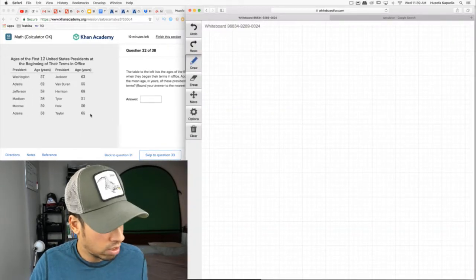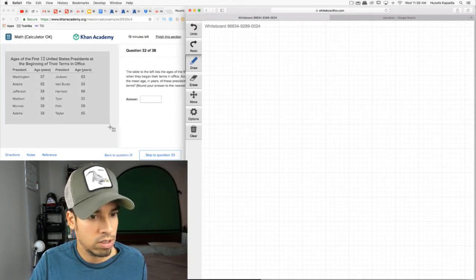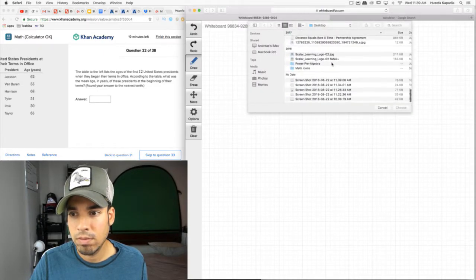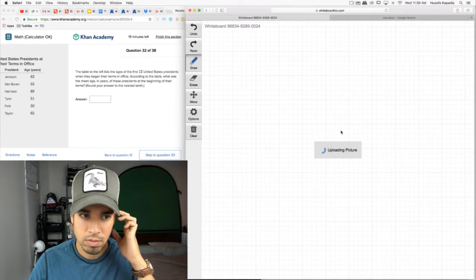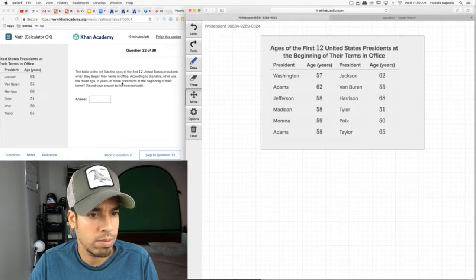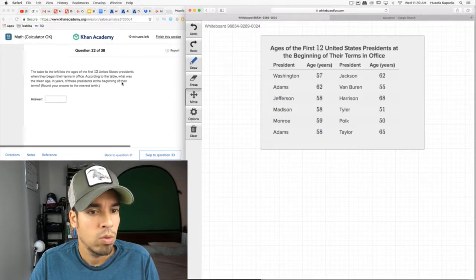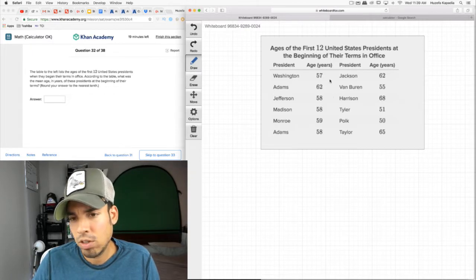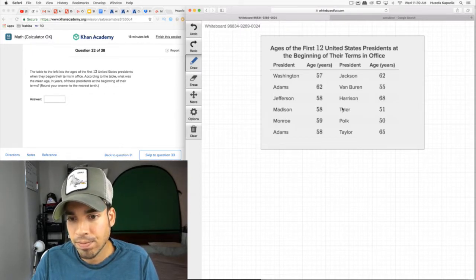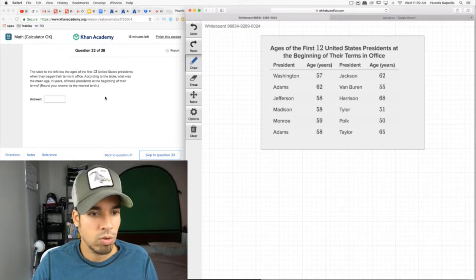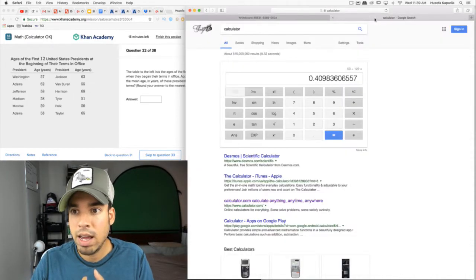Next, we have ages of the first 12 presidents. The table to the left lists the ages of the first 12 presidents when they began their terms in office. According to the table, what was the mean age in years of these presidents at the beginning of their terms? Oh, we're just taking the mean. So we've got to add these up. Probably going to use my calculator. Yeah, 57, 60. Okay, here. We're going to scroll this over and hopefully see the whole thing and then add them up.